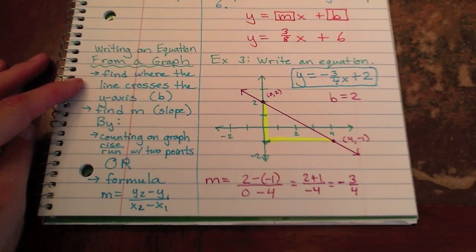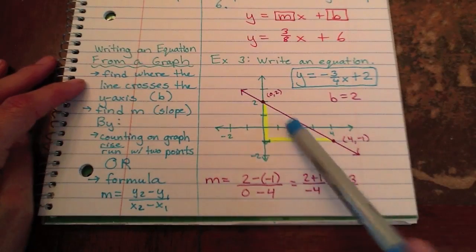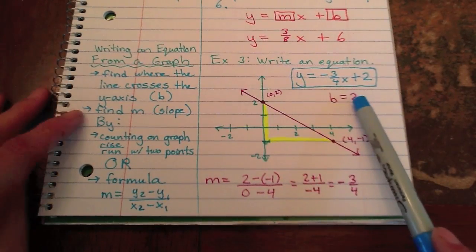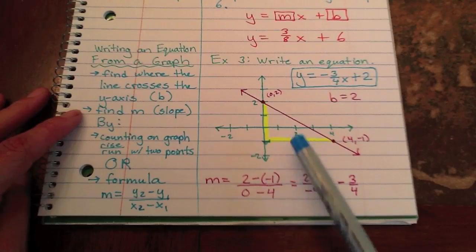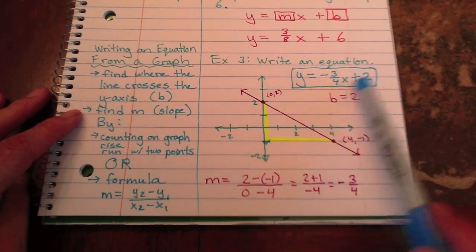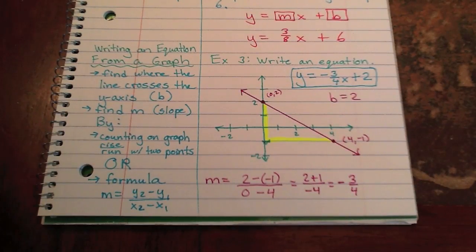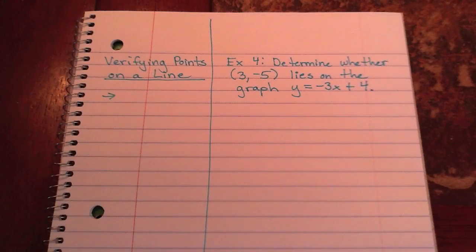You're going to find where the line crosses the y-axis to find your b. Then you're going to find the slope using one of these two ways, and then you just plug it right back into the equation for m and b. Copy this example down. Once you're ready, hit play.